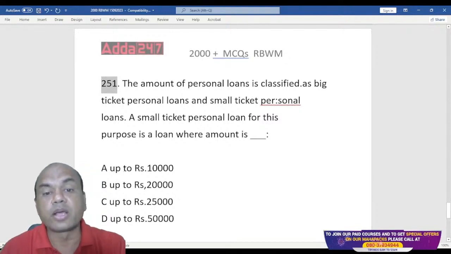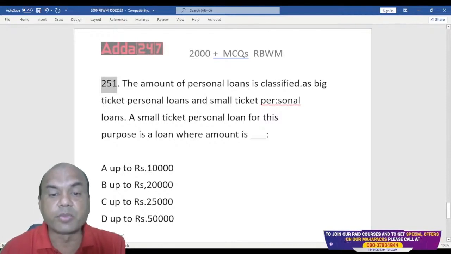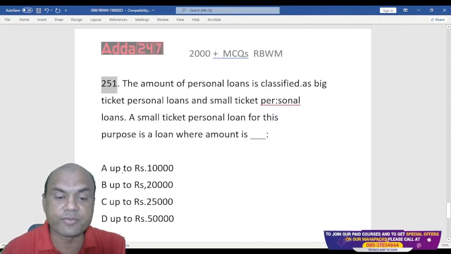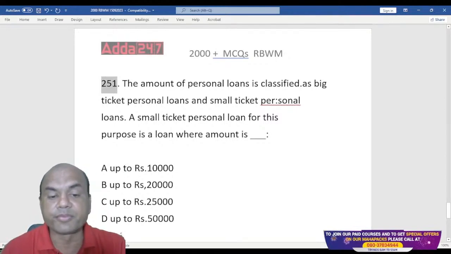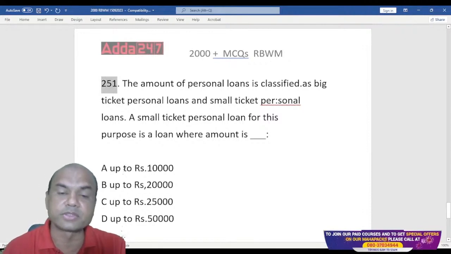The amount of personal loans is classified as big ticket personal loan and small ticket personal loan. Small ticket PL is a loan where the amount is up to 10,000, up to 20,000, up to 25,000, and up to 50,000.